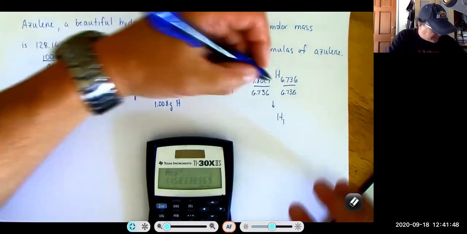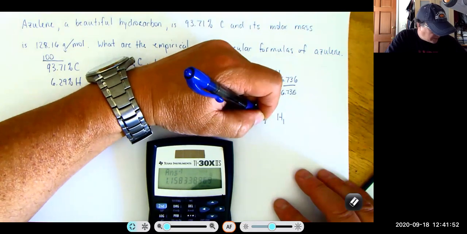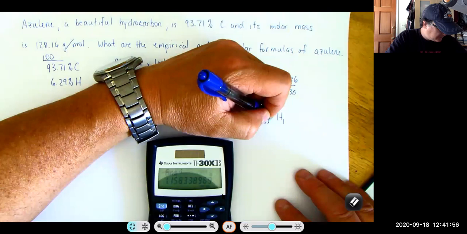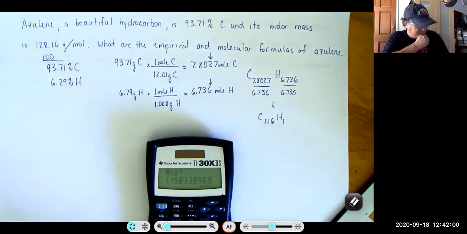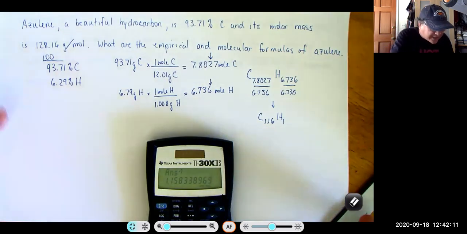And I get carbon 1.16. Okay, so now we're in a quandary because that's not a whole number. So what are you going to do? How are you going to fix this so that you get that to be a whole number?